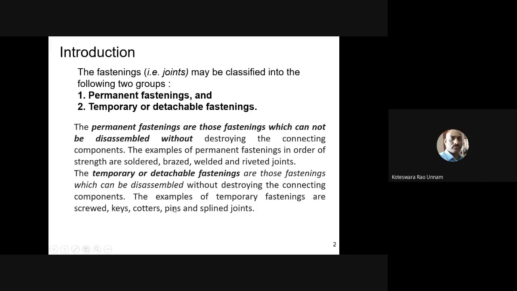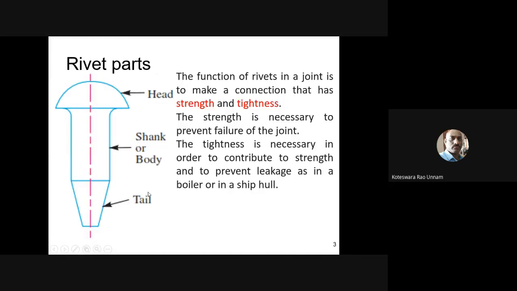Of course, we are going to discuss both in our course. So we'll discuss permanent joints. In permanent joints, we are going to deal with welded and riveted joints. In the case of temporary joints, we will discuss screw joints, that is bolted joints. Then we have cutter joints in the syllabus. So first we will consider these riveted joints.